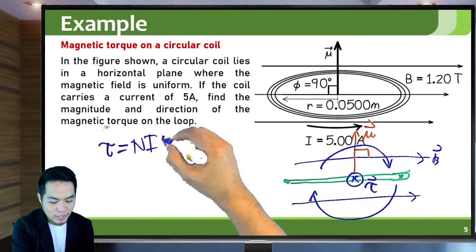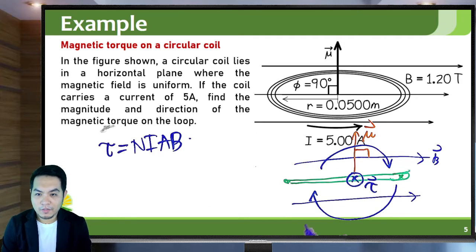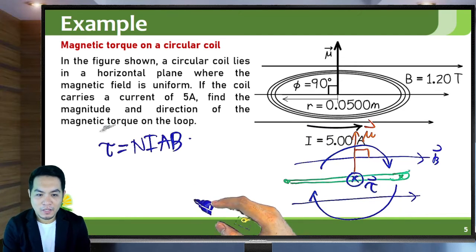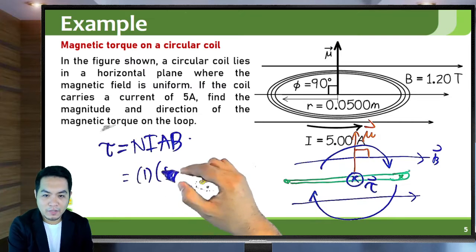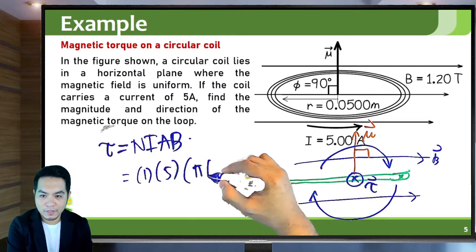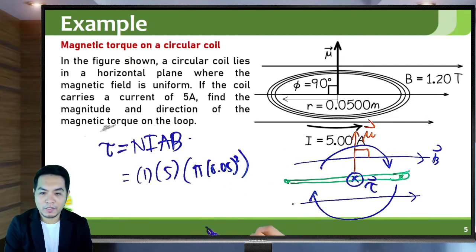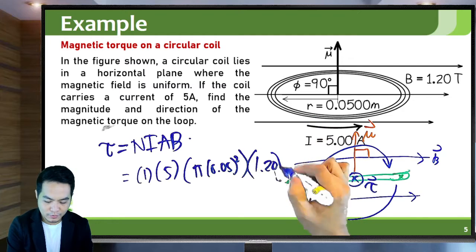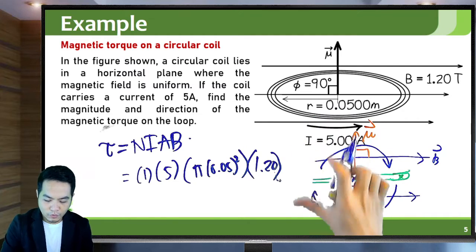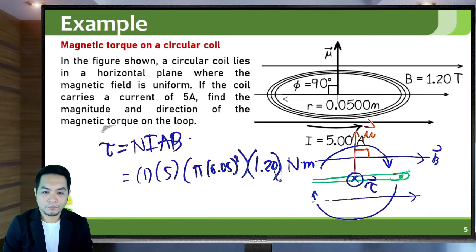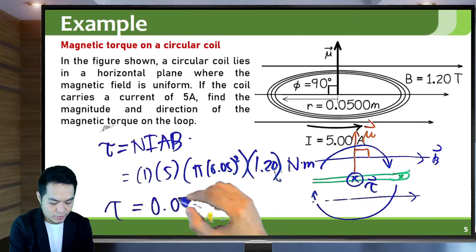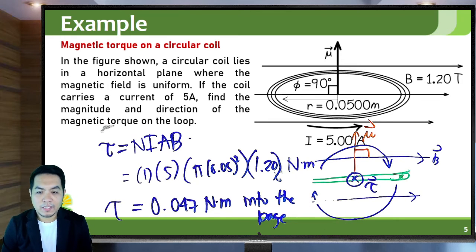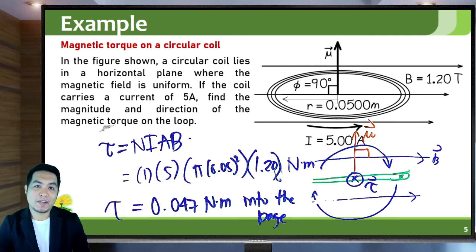So it's just NIAB sine phi, and phi is 90 degrees, so sine 90 degrees is 1. So it's just NIAB. You just multiply all of the givens. There's just one loop, and the current is 5 amperes, and the area is pi r squared, the area of the circle, where the radius is given, 0.05 squared. Magnetic field is 1.20 Tesla. So the final unit for torque is Newton meter. So the magnitude of the torque in this case is 0.047 Newton meter. Its direction is into the page. So if the direction of the torque is into the page, the rotation is clockwise. Okay.